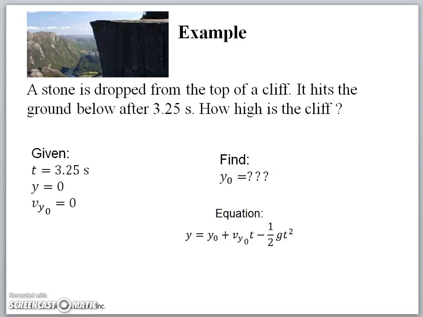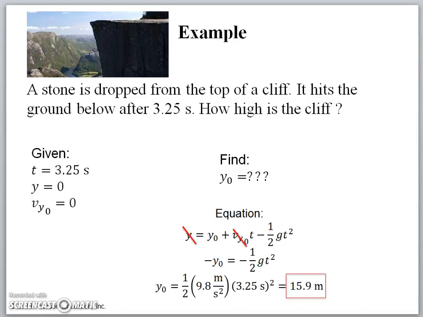That's correct. The equation you want to use is y equals y naught plus vy naught t minus 1/2 g t squared. Now again, please press pause to figure out how to solve for y naught and to plug and chug to solve for the correct answer. Remember to cross out any variables that equal 0. When you rearrange to solve for y naught, notice that there are two negatives. The two negatives become positive. When you plug and chug, you should get 15.9 meters.